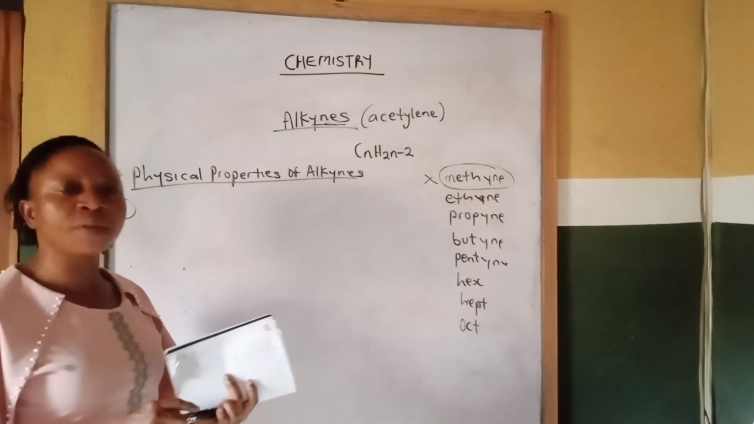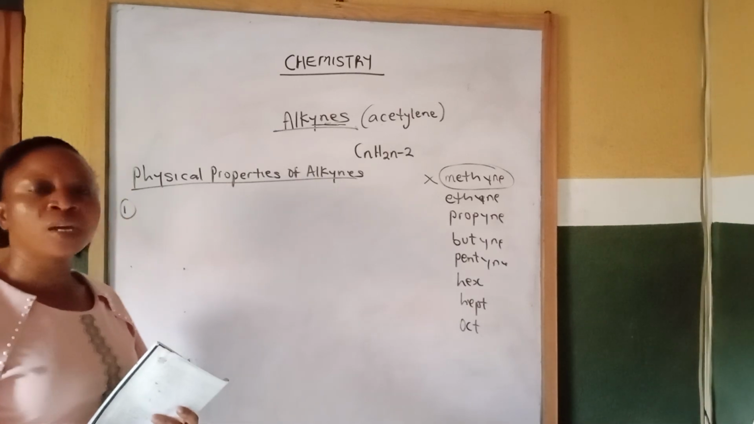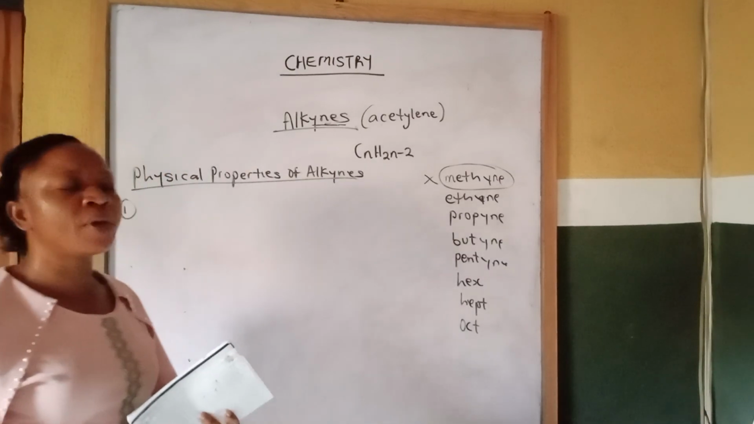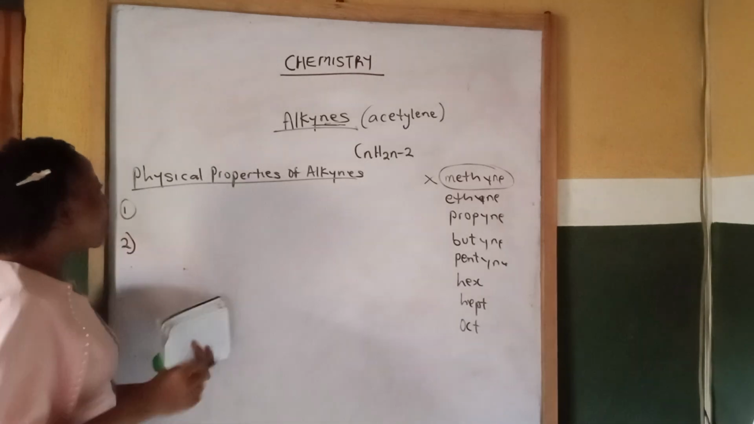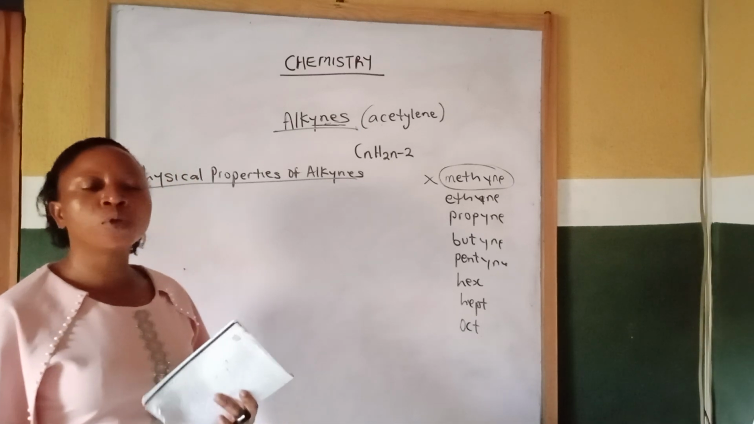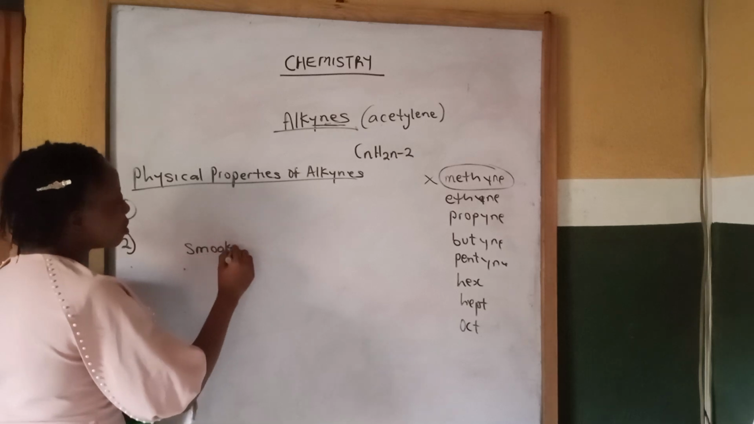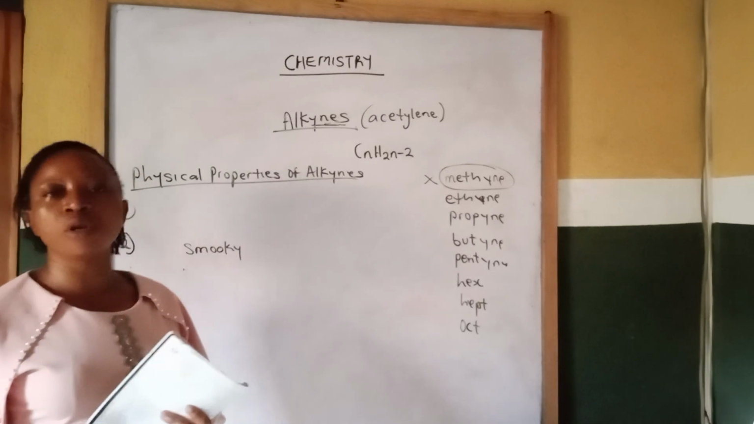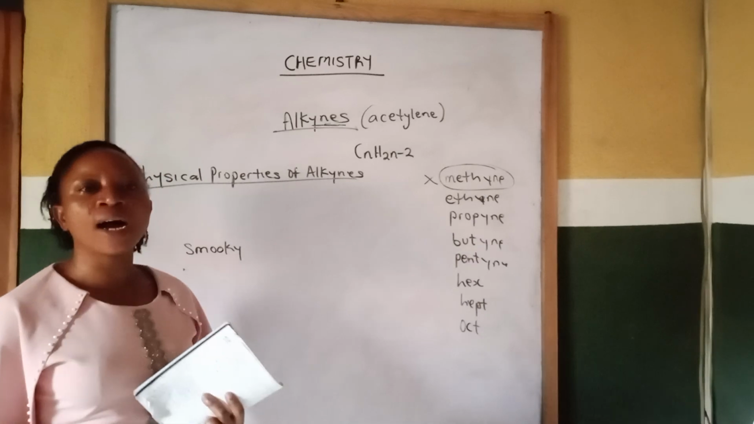Then the fifth member to the 16th members are waxy liquids, while other members are solid. Number two, alkyne members produce a smoky luminous flame. They produce a smoky luminous flame due to high carbon content in their molecules.